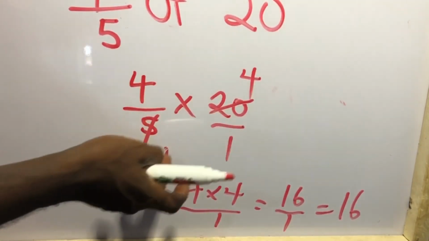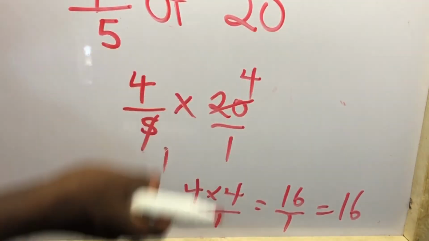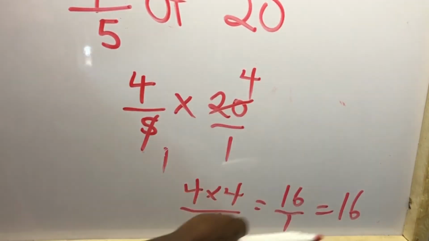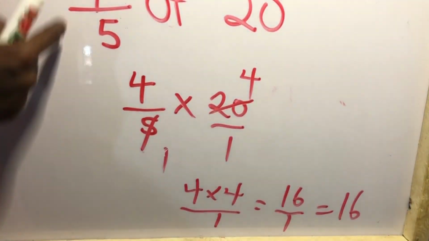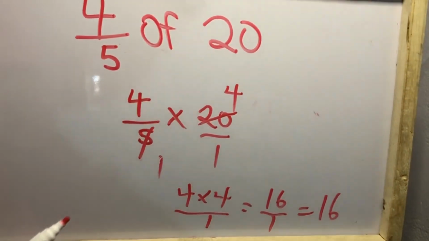So we only have 1 here, 1 here. So 4 times 4 is 16. 1 times 1 is 1. So the answer is 16. So 4 over 5 of 20 is 16.